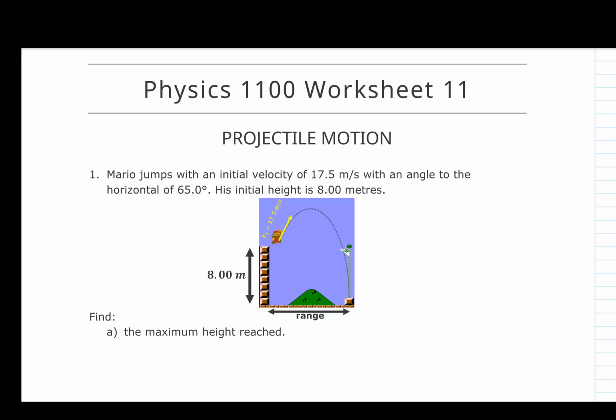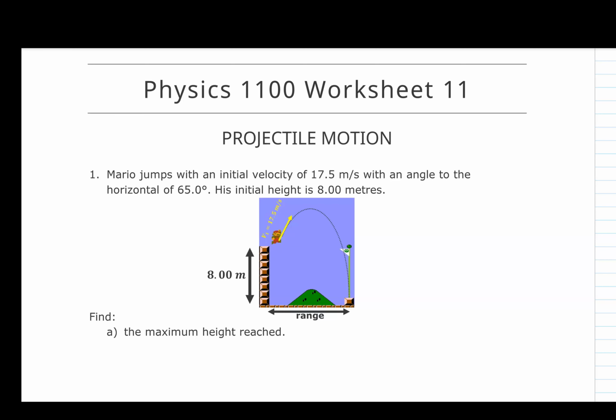Hello, so let's work through this problem, worksheet 11. In the beginning here, we'll read the question. Mario jumps with an initial velocity of 17.5 meters per second with an angle to the horizontal of 65 degrees. His initial height is 8 meters. So right away, there's quite a lot that we can get from this problem.